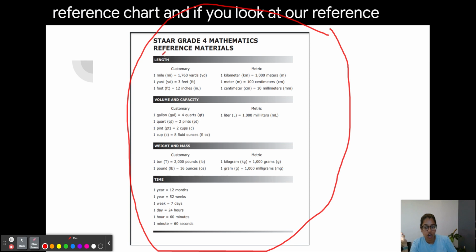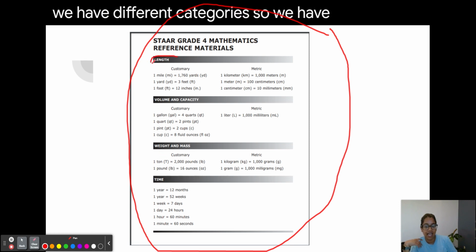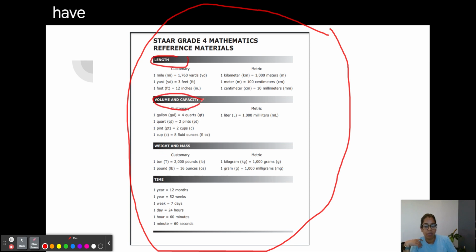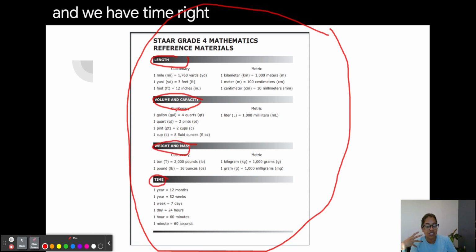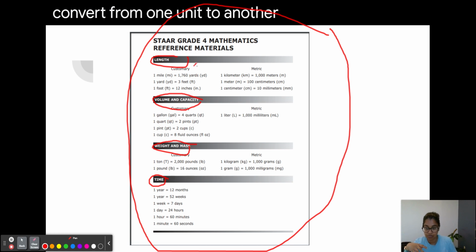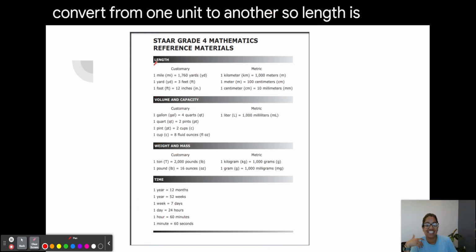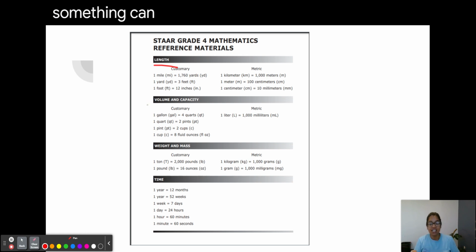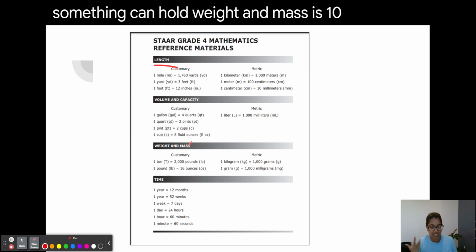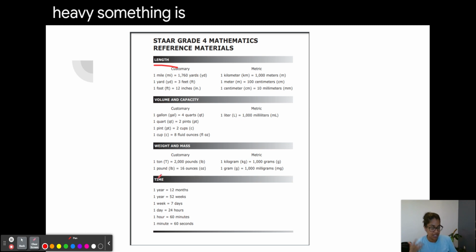If you look at our reference chart, we have different categories. We have length, we have volume and capacity, we have weight and mass, and we have time, right? So this is telling us how to convert from one unit to another. Length is telling us how long something is. Volume and capacity is telling us how much something can hold. Weight and mass is telling us how heavy something is. And time is telling us the amount of time that we have.